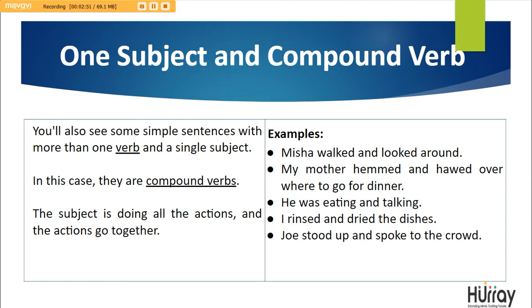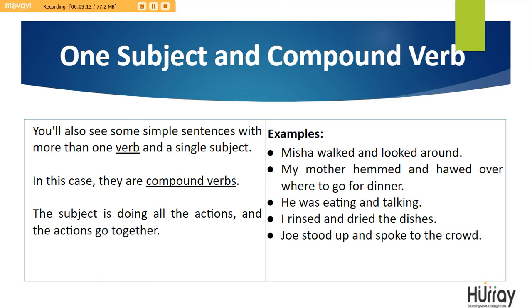So how do you use one subject and a compound verb? Sometimes you will see simple sentences with more than one verb and a single subject. In this case, they are compound verbs. The subject is doing all the actions and the actions go together. For example, Misha walked and looked around.